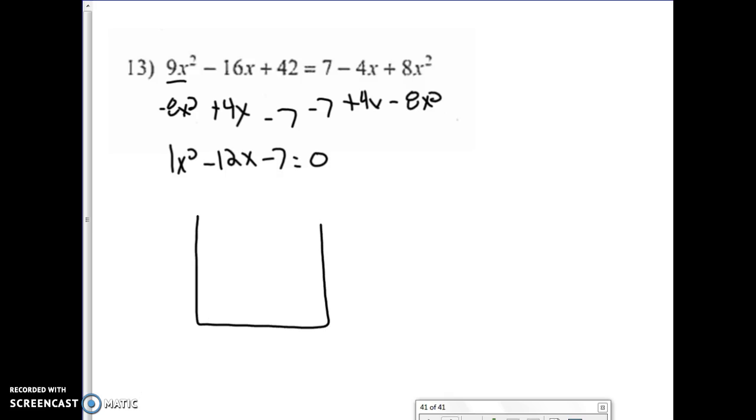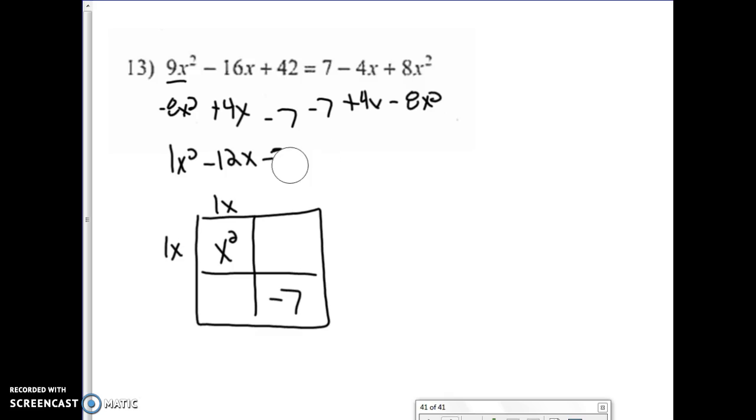So we'll factor it out using a box. So I got x squared minus 7. It's going to be 1x and 1x because that's the only thing that I can multiply together that gets me x squared. That should be 35, shouldn't it? Sorry, let's backtrack here. I get plus 35 here and plus 35 here. So what gets me 35? 7 and 5, and 1 and 35.